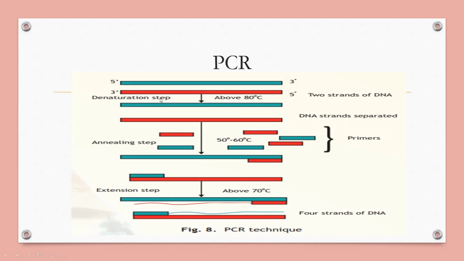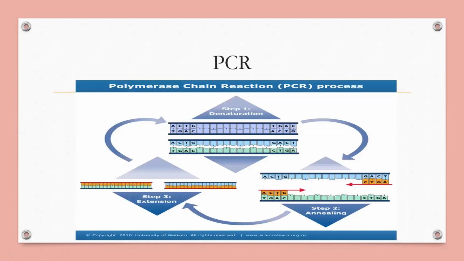For your understanding, look at here. This is the DNA strand. Adenine binds with thymine, cytosine binds with guanine, thymine binds with adenine, guanine binds with cytosine. First take the DNA strand. In the denaturation step, the temperature is raised to about 95 degrees centigrade for about 1 minute. The DNA gets denatured and the two strands are separated.